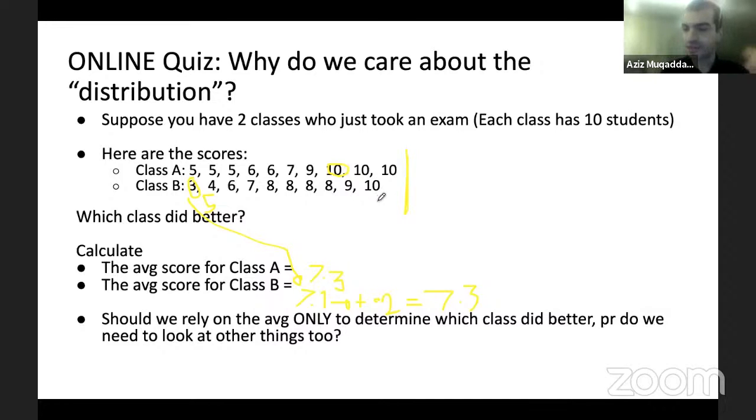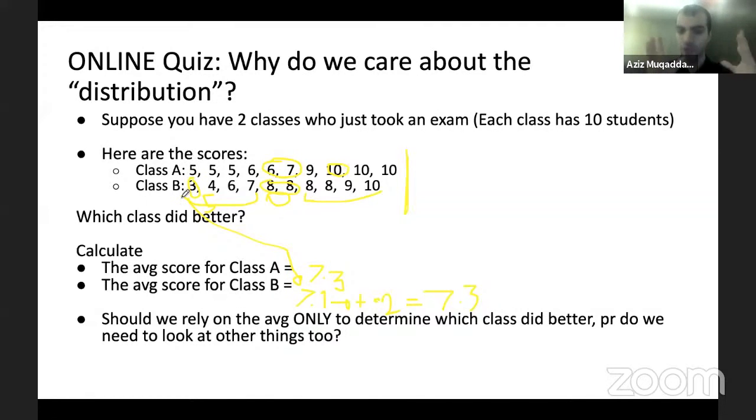So if we're looking at the median here, the median would be here, okay? The median score for class B is actually higher than class A. So the midpoint student in class B actually did better than the midpoint student in class A. So you could look at some numbers that show that class B is better than class A, or if you look at the average, on average class A is higher than class B.